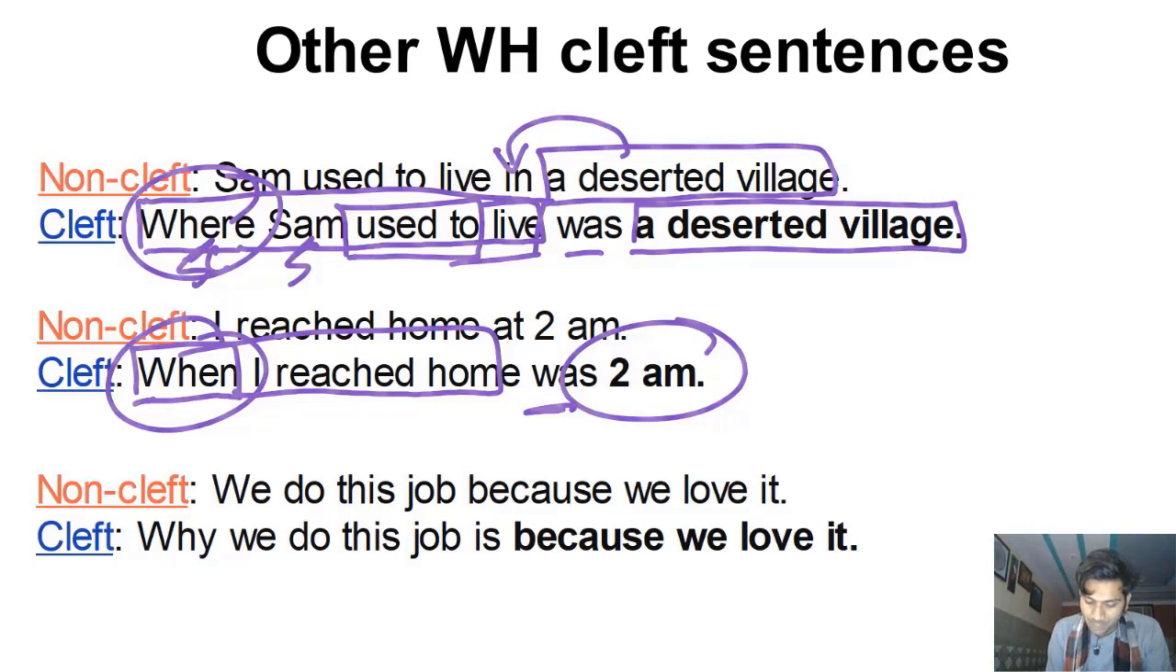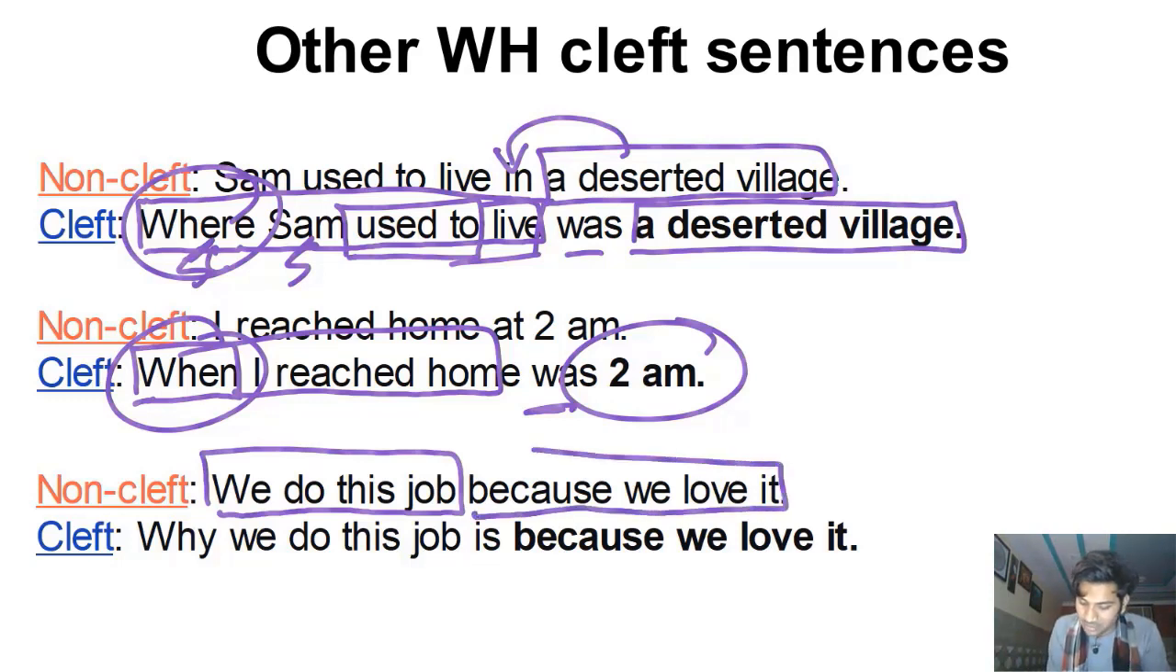Third, we do this job because we love it. We do this job. This is the main clause, right? It can stand alone. We do this job. Reason? Because we love it. This is a dependent clause, subordinating clause, right? Working as an adverb, it cannot stand alone, because we love it. It's working as the reason why we do this job. All right. Now, I want to focus on the reason.